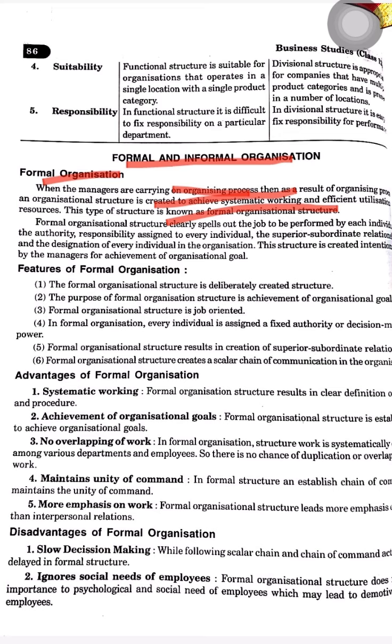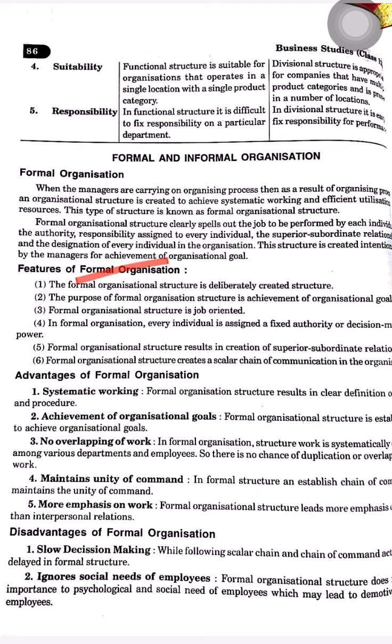Again, formal organization structure clearly spells out the job to be performed by each individual, the authority and responsibility assigned to every individual, the superior-subordinate relations, and the delegation or designation of every individual in the organization. Means in formal organization, managers do a lot in communicating and distributing the authorities to the internal environment.